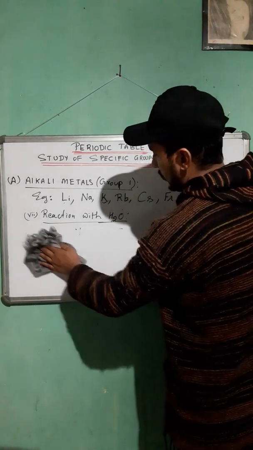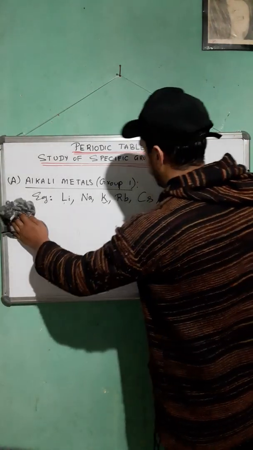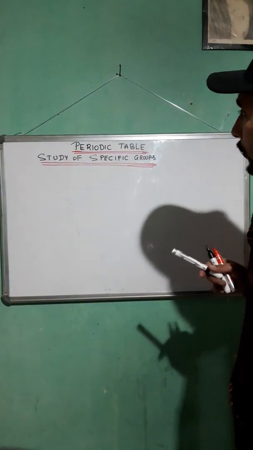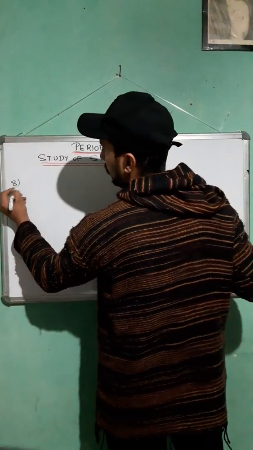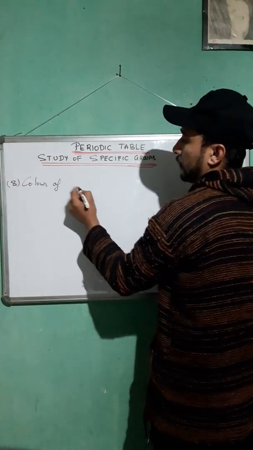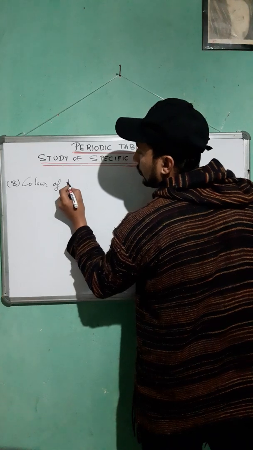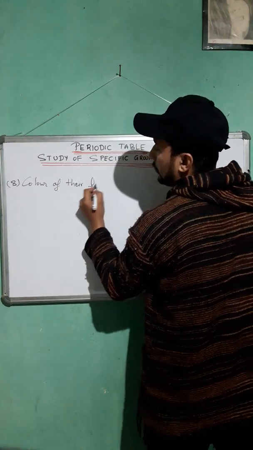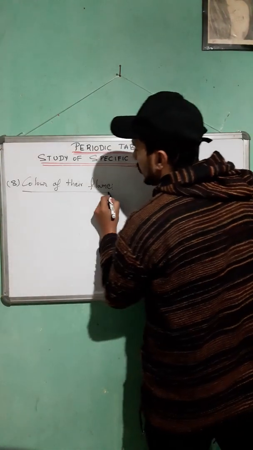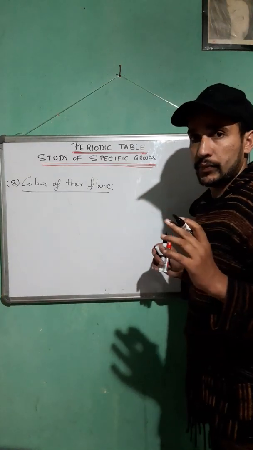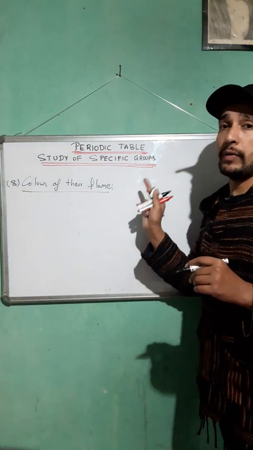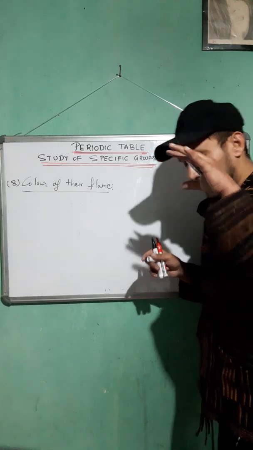So reaction with oxygen is done, reaction with water is done. Now the next very important thing you should know is the color of their flame. Very important. Note down this point number 8, flame. Usually group 1 elements react with non-metals to form salts, and the flames of those salts give some specific colors.